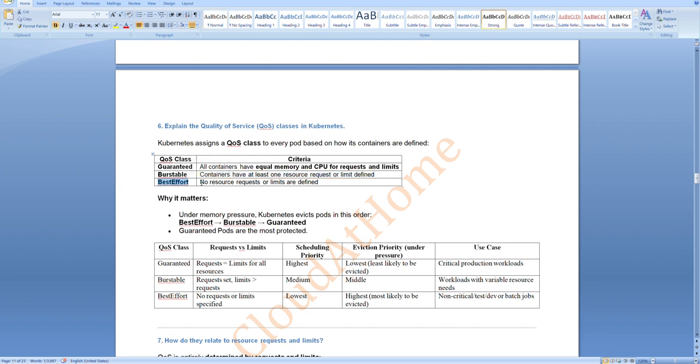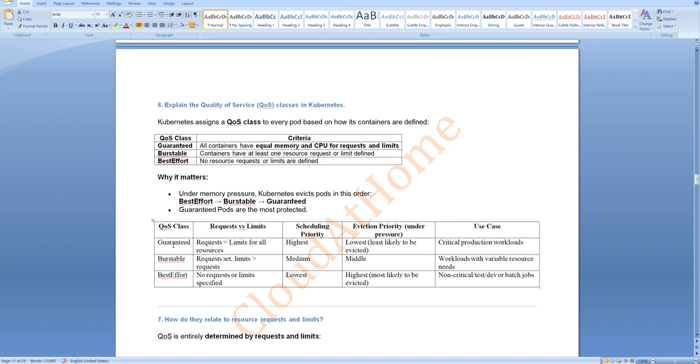What is best effort? There are no resource requests or limits defined. In this case, it is very dangerous, so you should not use it. You can use it in your test or dev environment. Okay, I think we should use this table.